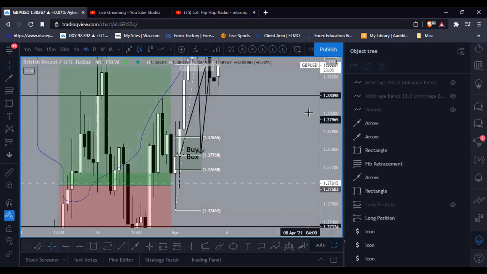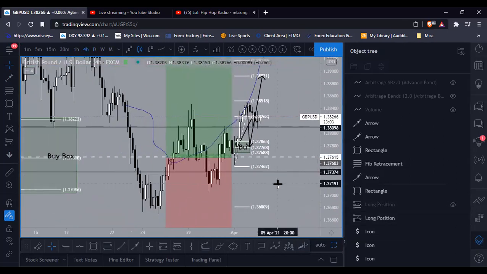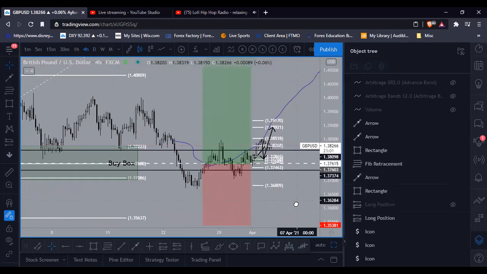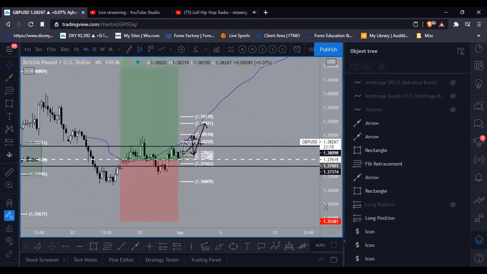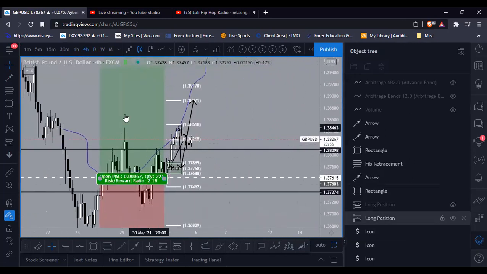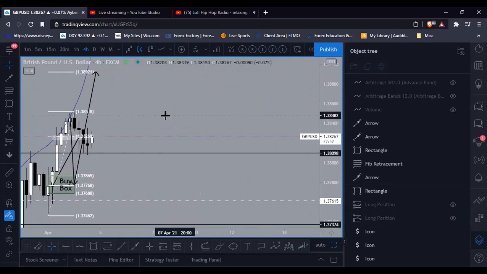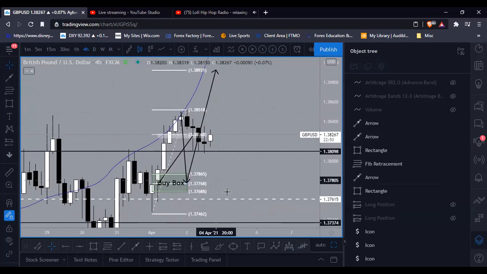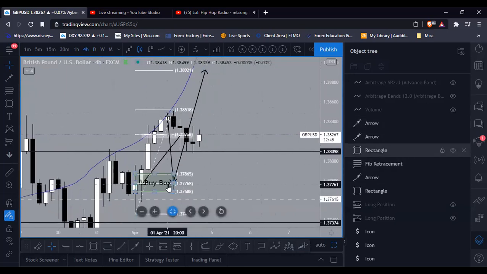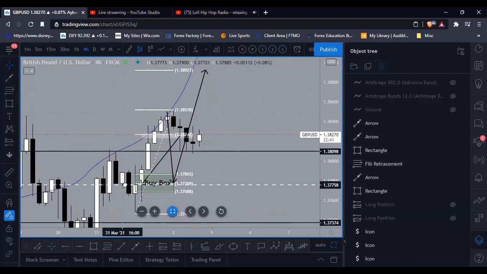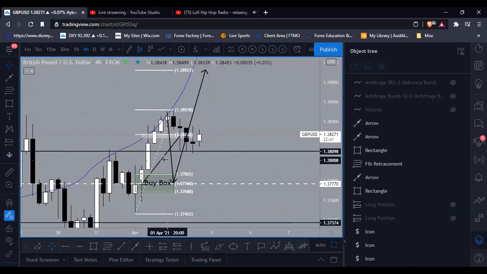This was a totally different trade, if I'm not mistaken. Or is it the same trade? I think it's the same trade, literally. Yeah, same trade. What I could really see happening on GBPUSD is for price to push down, come back down to 1.37768, and then push to the upside. So I'm gonna move this to right here for right now. And so we'll see what GBPUSD does.